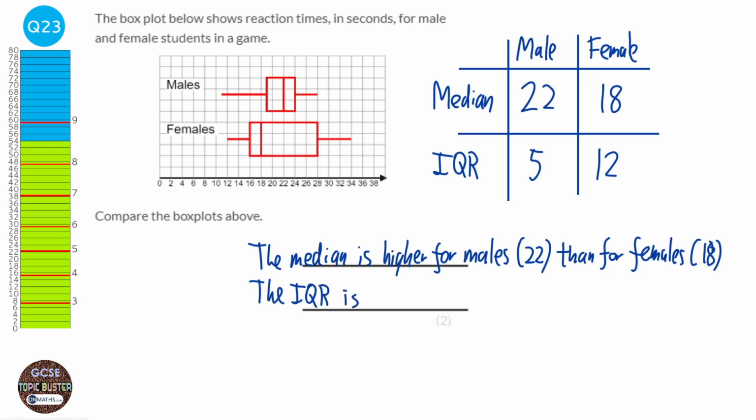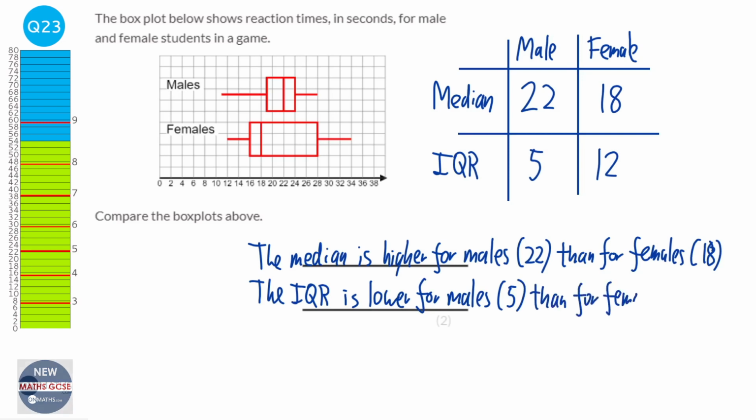Is, now you can say lower for males or higher for females. I'm going to say lower for males, brackets 5, than for females, bracket 12. Now the median is basically on average the males are higher. Okay, so it's just an average, says on average they're higher.